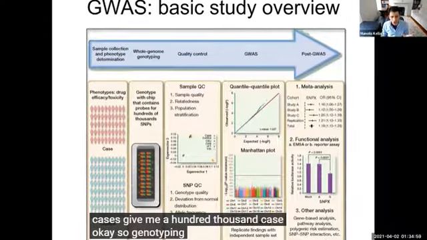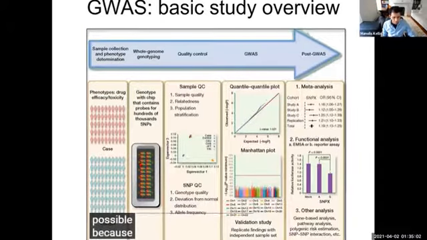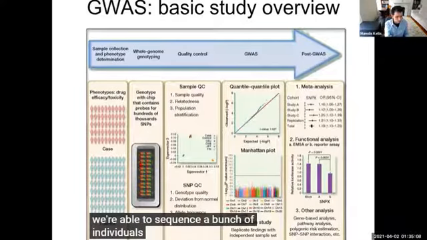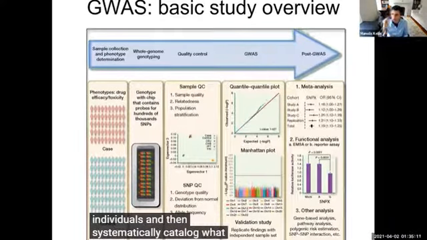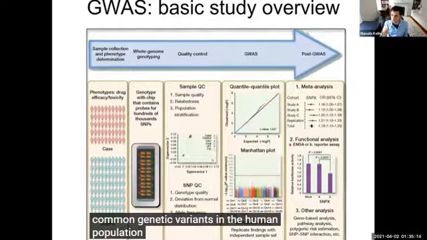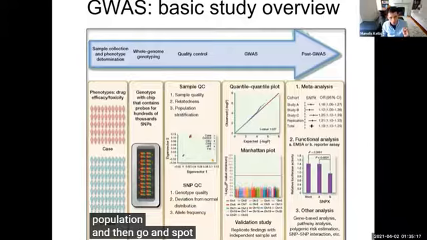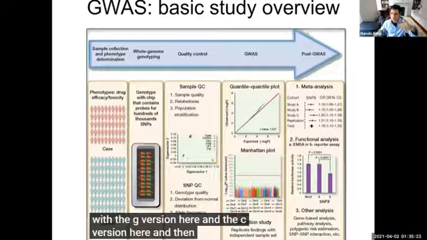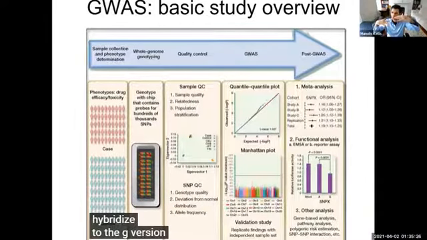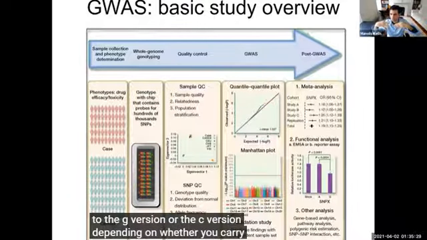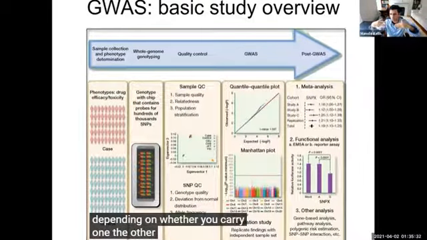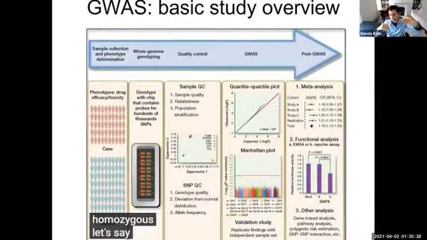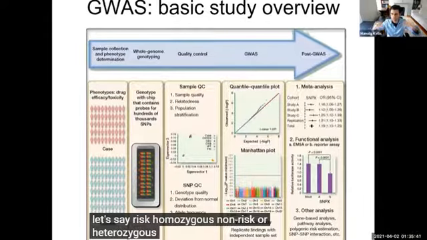Okay? So genotyping technology is possible because we're able to catalog common genetic variation. We're able to sequence a bunch of individuals and then systematically catalog what are the common genetic variants in the human population, and then go and spot those variants with the G version here and the C version here, and then create probes that hybridize to the G version or the C version, depending on whether you carry one, the other, or both: 2 copies of one, 2 copies of the other, or both, whether you're homozygous risk, homozygous non-risk, or heterozygous. Okay?